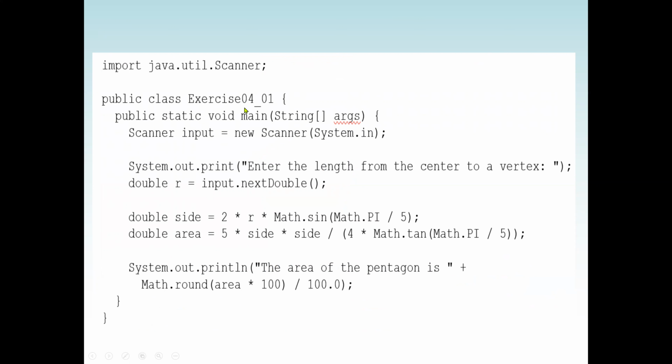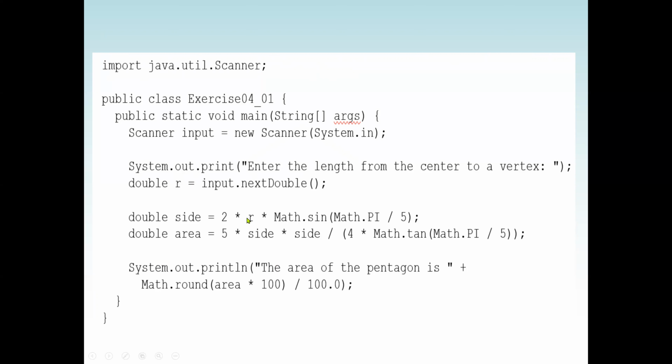We need our main method. In this course, again, we are going to only write Java standalone applications, so we need a main method. We create our scanner object named input. Then we ask the user to enter the length from the center of the pentagon to the vertex. So it's R. The variable name will be R, using input.nextDouble.